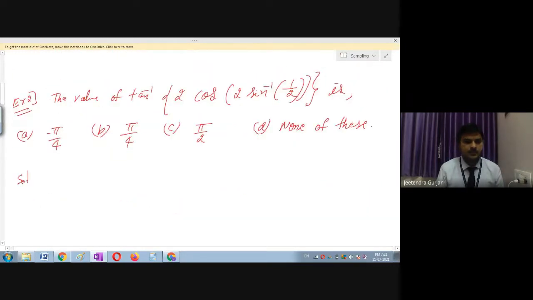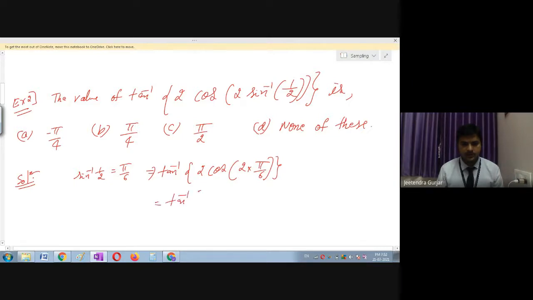So here we take the solution. How do you simplify? First, write down the equation, whatever they have given, right? Please remember what is sine inverse 1 upon 2. It is 30 degrees, meaning pi by 6. So therefore the equation will become like this: tan inverse 2 cos, 2 into pi by 6. One minute is more than enough, students. So quickly you can simplify.